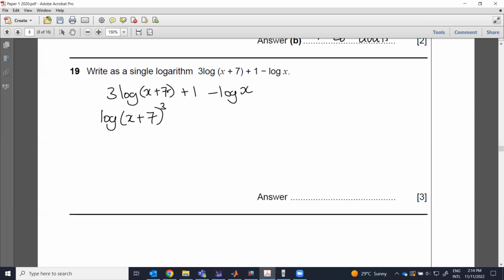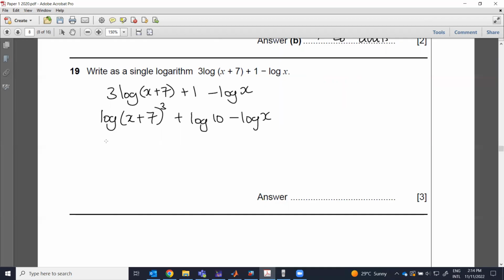And then 1, because our log here, the base is not written, that means the base is 10. So 1 is equal to log of 10, and then minus log x. So now that everything is written as a logarithm to the same base, it's base 10, base 10, base 10, and there are no numbers multiplying the logarithms, you are going to multiply the arguments when you have an addition and divide where you have a subtraction.